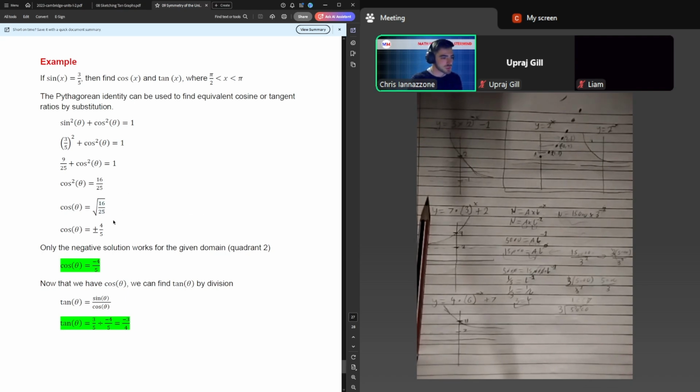The problem with square rooting is that you get a plus minus. That's usually why they put this sort of domain involved. This domain here, pi over 2 to pi, tells you that we are in, wait, what quadrant? Yeah, second quadrant, because pi over 2 is vertically up and pi is on the left-hand side. In quadrant 2, only cos being negative makes sense because it's on the left-hand side, so we take the negative version. If you then need tan, you can do it by sine divided by cos, once again: 3/5 divided by negative 4/5 gives minus 3 over 4.